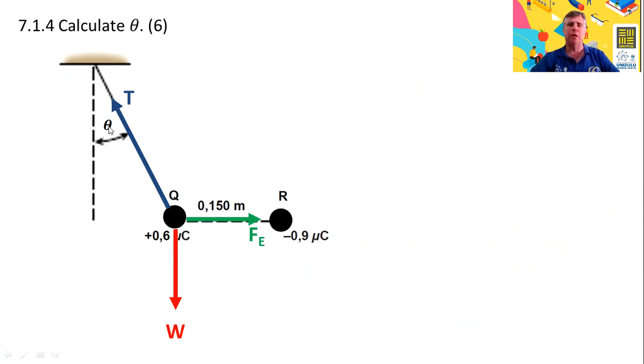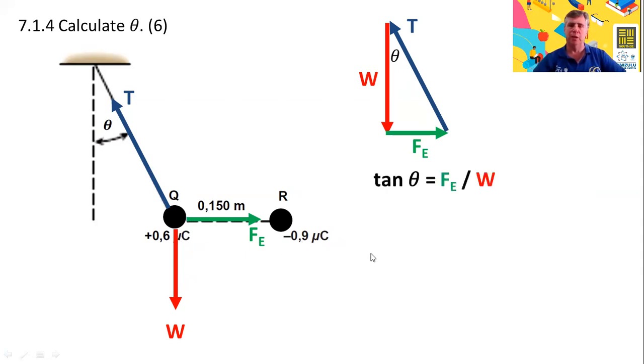Next question says calculate theta. Now what we need is to convert our free body diagram into a triangle of forces. We've kept all of these arrows parallel to where they are, but instead of putting them with their tails together in the free body diagram, we've put them head to tail in the triangle of forces. And we can identify them, and the angle theta is the same angle which is between the string and the vertical. And we know that the weight is vertical. So now it becomes a simple trigonometric calculation.